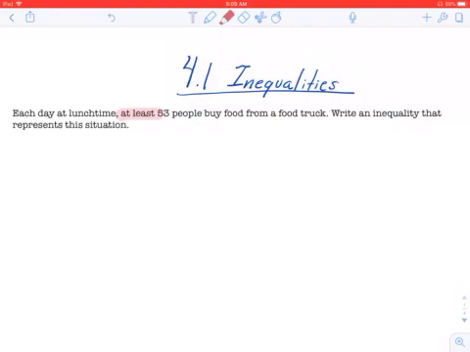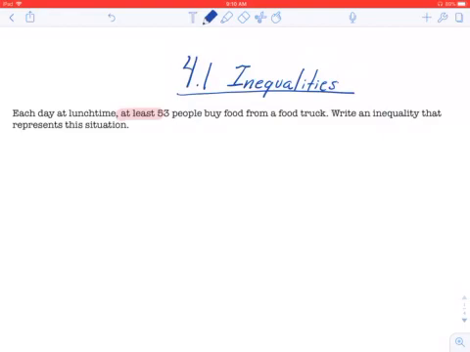a food truck. That term right there is giving me a ton of information because it's saying that I'm either going to have 53 people or more than 53 people, but I'm never going to have less than 53 people, because saying at least is to say that the minimum number of people that are going to come visit my food truck is going to be 53, but I might have more than that. So the question wants us to write an inequality that represents the situation.